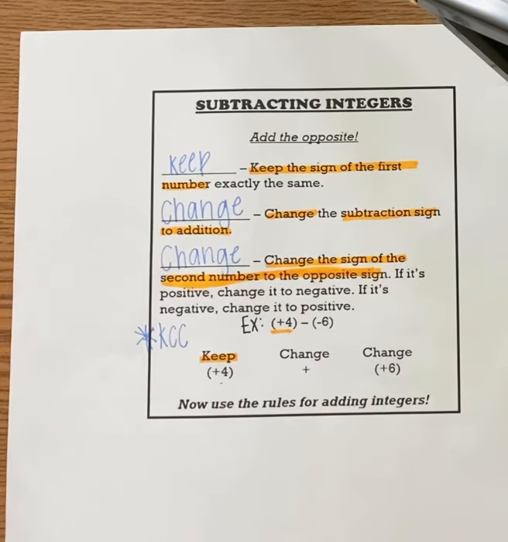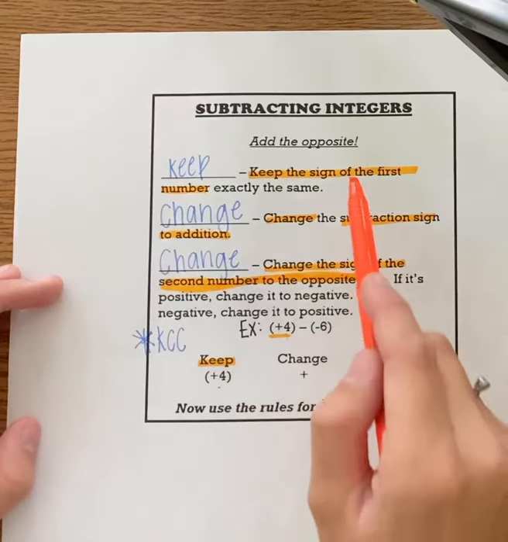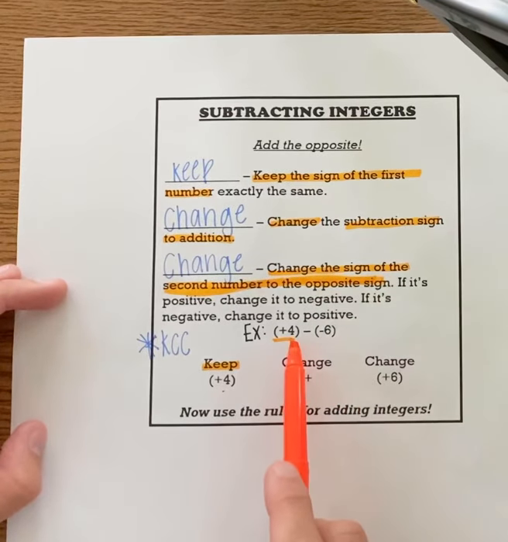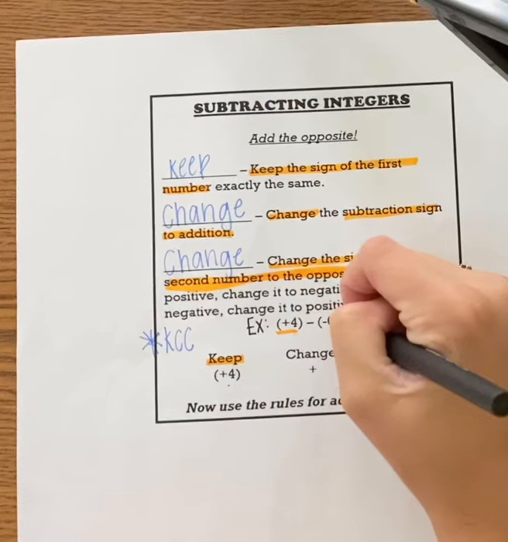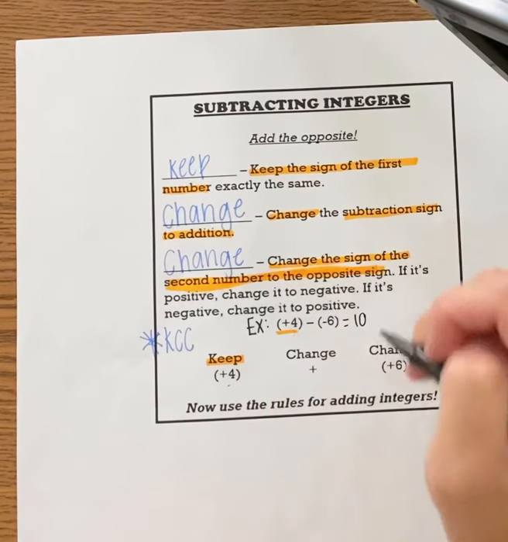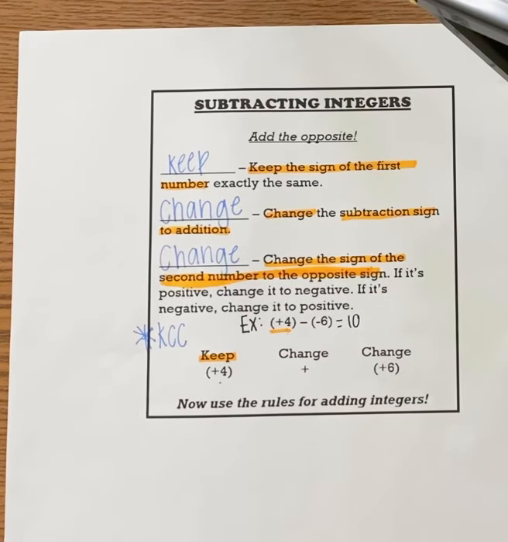Our new problem, if we were to subtract these integers and we were to use this process, it would be positive 4 plus 6. And your answer would be 10. Now, you're probably thinking, Miss Stalker, I have no idea what you've just done. That's okay. We're going to practice a lot more. We're actually going to do 5 examples on this note sheet.